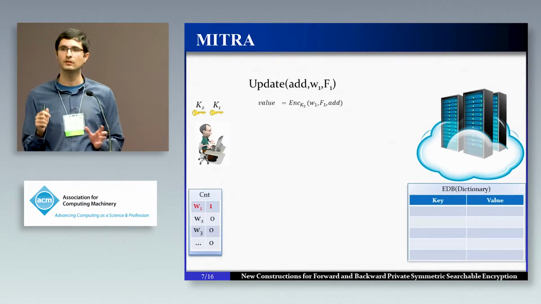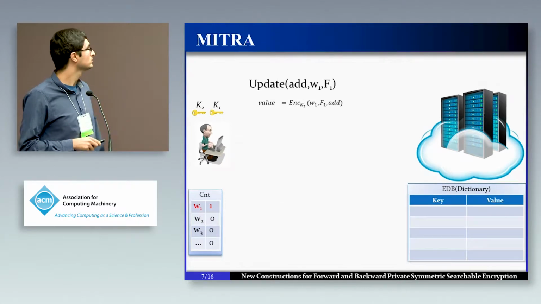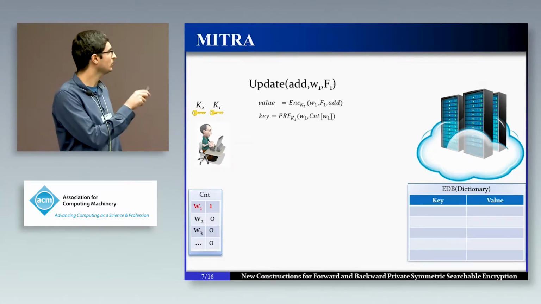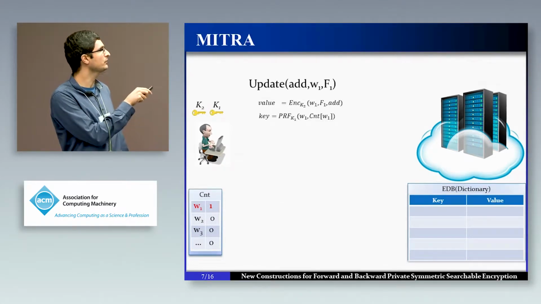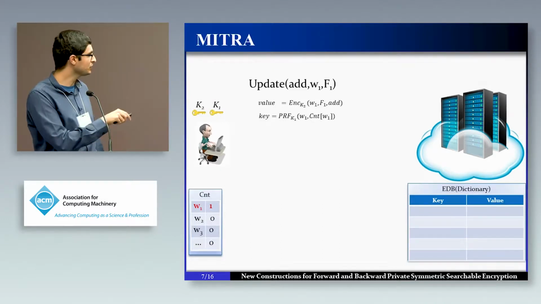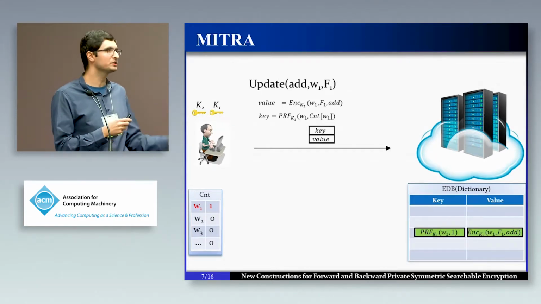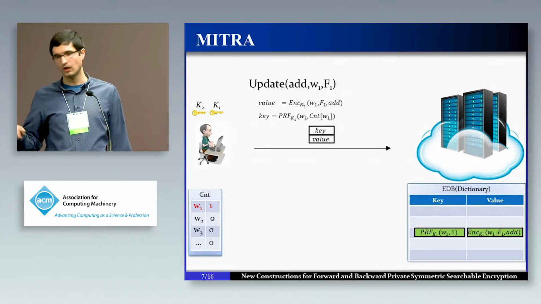Next, he has to determine at which location at the server this value should be stored. So he evaluates the key using a PRF function, PRF of keyword and the counter which is stored at the client. Then he sends these 2 pairs to the server and the server stores it in the dictionary.